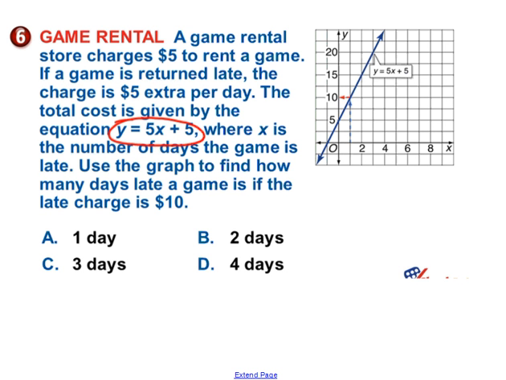Well, if I go up here and I find $10, I go across and then I drop down to see what the x value would be for that. It's 1 day late, which is letter A.